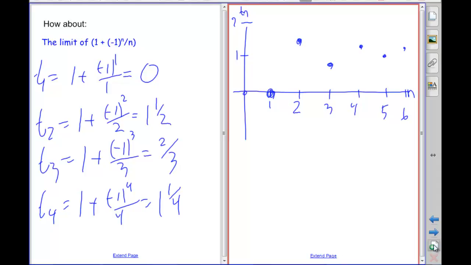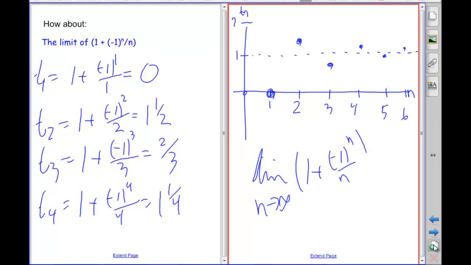Because of this alternating idea here, this is what I was talking about before. We're approaching a limit of what? 1. From both directions. So here's your 1. And you keep alternating from being above it and below it because of this negative 1 to the n we put in here. If it was just 1 plus 1 over n, then we'd approach 1 from above. And you'd see that 1 over n was getting closer to 0, and you're getting closer to 1 for the whole thing. So the limit as n goes to infinity of 1 plus negative 1 to the n over n equals 1. So you're approaching from above and below, but we're getting arbitrarily close.